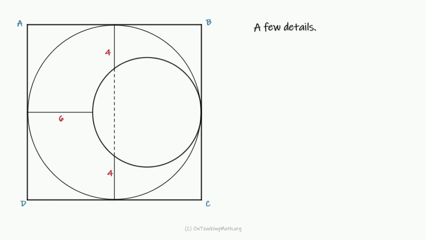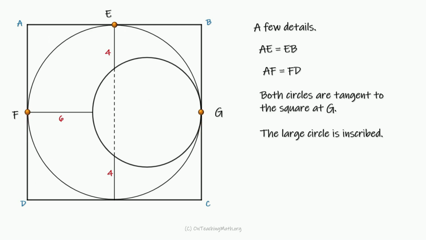Let's dive in and talk about a couple details so we are all squared away with what's happening with this situation. AB has a midpoint at E, and AD has a midpoint at F. This point right here, we're going to call it G. Both of the circles are tangent to that. The large circle is inscribed, and FH, this segment that has a length of 6, is perpendicular to AD.